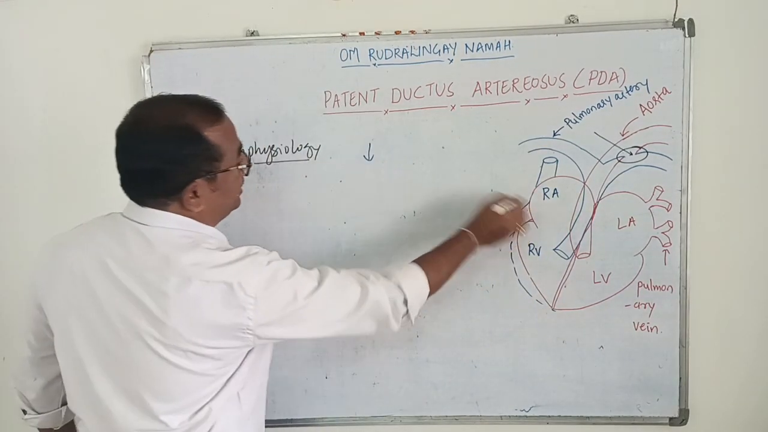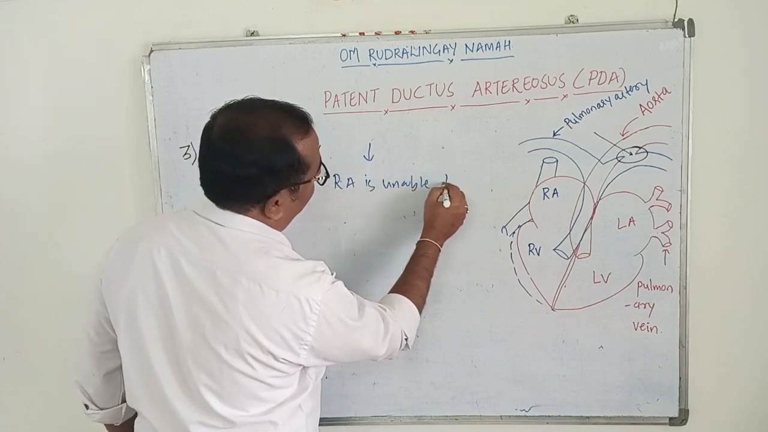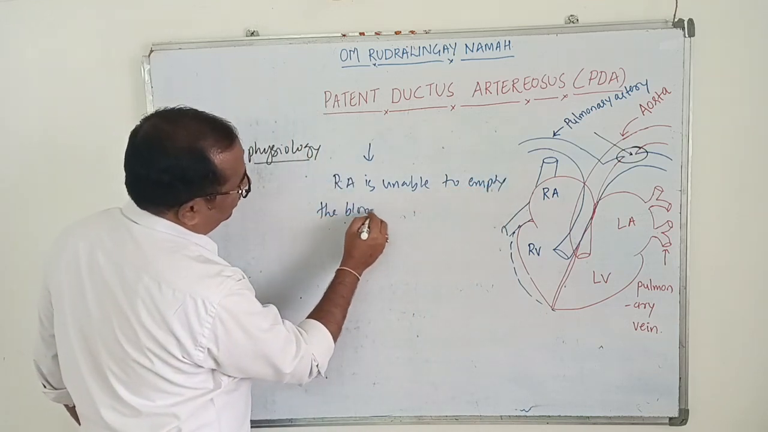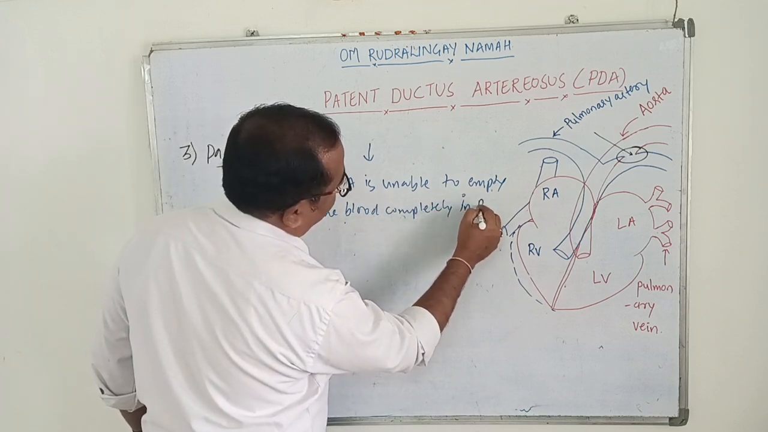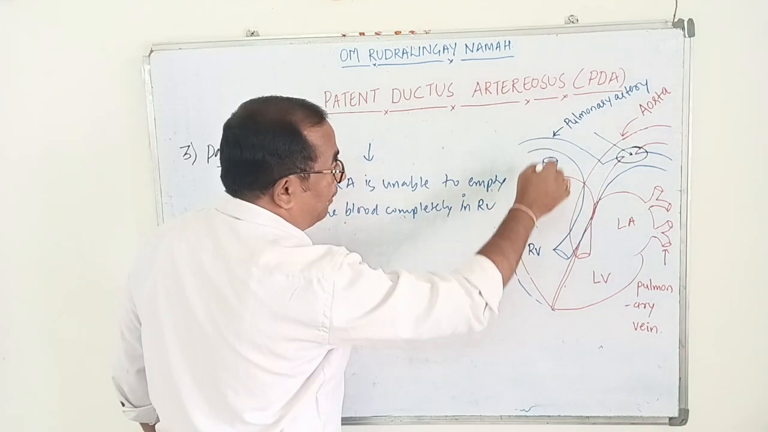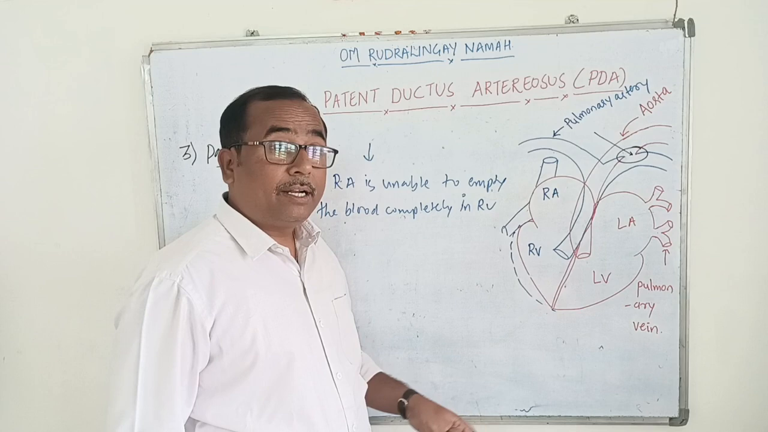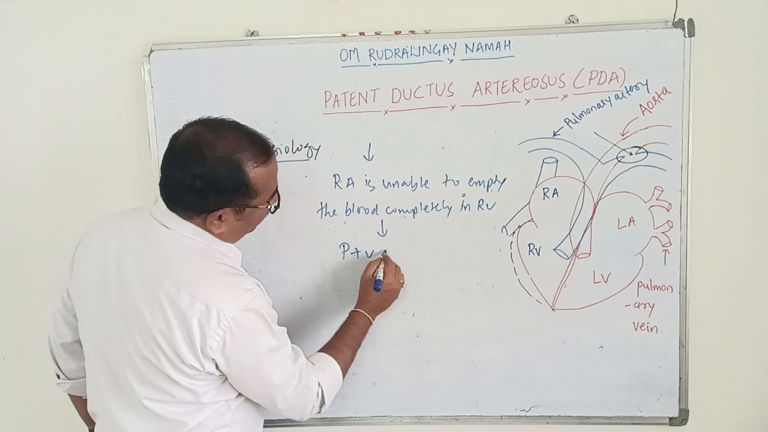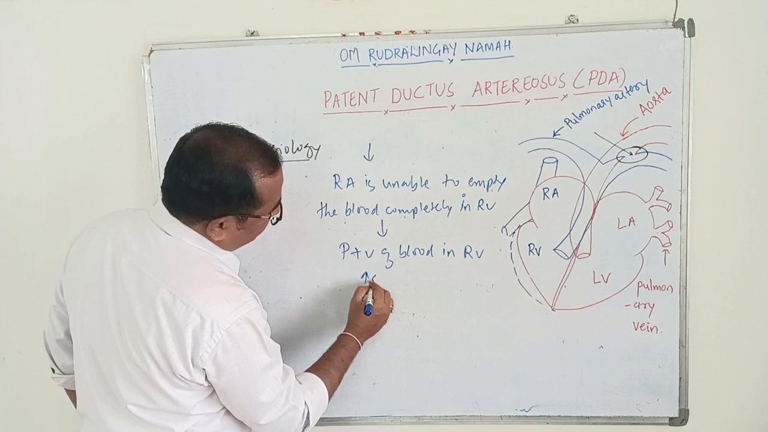what happens here? The right atrium is unable to empty the blood completely into the right ventricle. However, the blood coming to the right atrium through the superior vena cava and inferior vena cava is the same quantity, but the right atrium is unable to empty the blood completely into the right ventricle. So because of this, the pressure and volume of blood in the right atrium also increases.